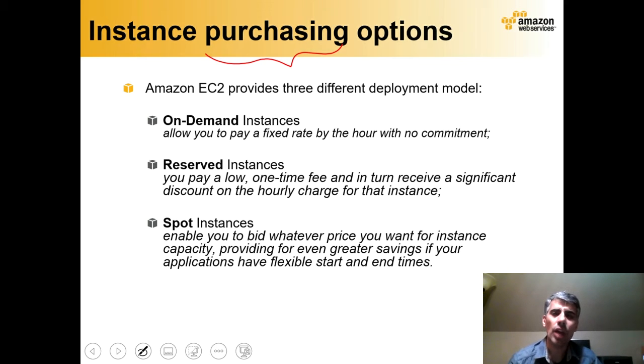Another interesting type of purchasing is called spot instances. In spot instances, basically you can bid for the resource or for the VM type that you require, and because it is based on auction and bidding, you can get resources at a much cheaper cost than the on-demand type.